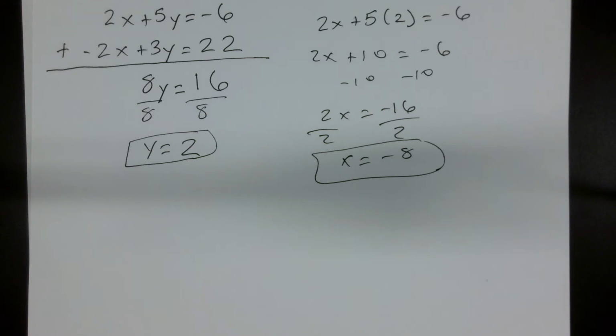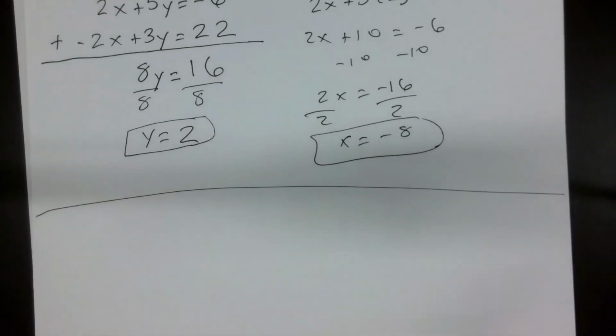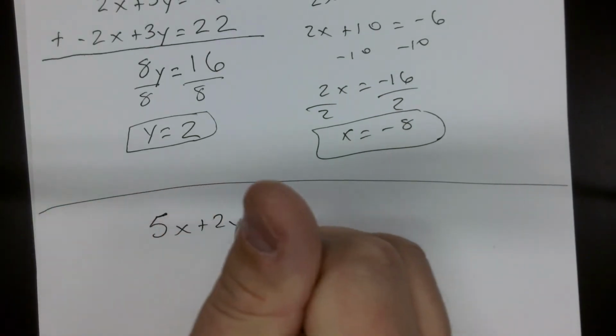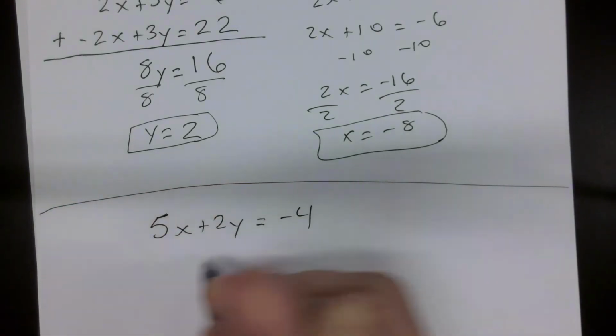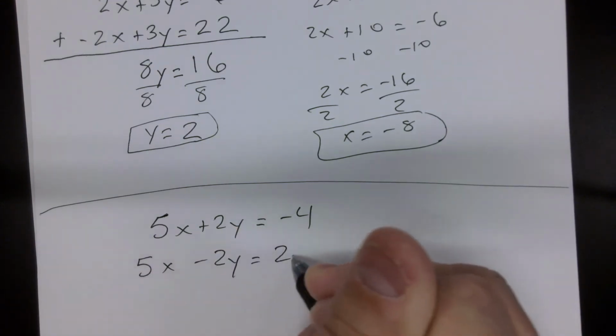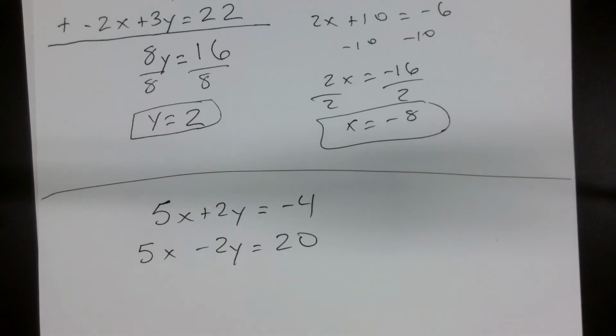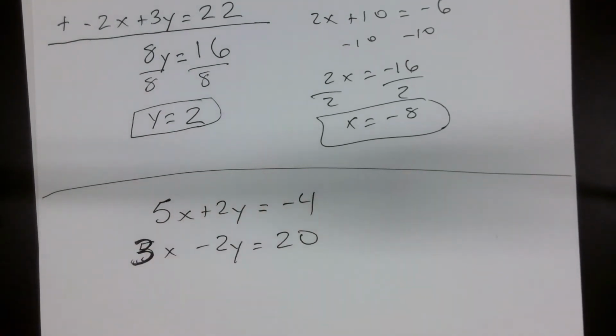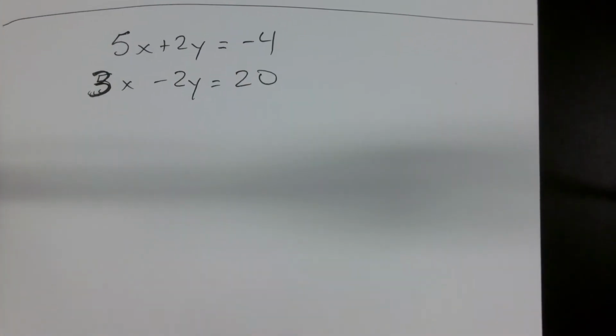Okay, I want you guys to try one on your own that has them as opposites, okay? And then we're going to start to do a couple that don't have them as opposites. So try this one on your own. Oh, that should be a 3. That's a 3. Okay, there you go. Try that one on your own.